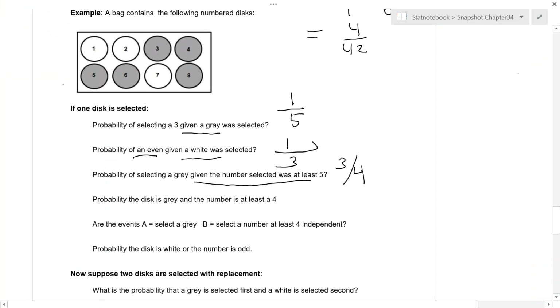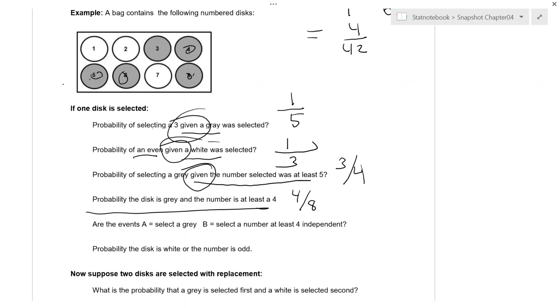The probability the disk is gray and the number is at least a 4. So we have to be at least a 4, and it's got to be gray. So there's 1, 2, 3, 4 ways of getting that. There's 8 disks in total. I did not give you any information. The word given is not part of this question here. That's why I actually put 3 givens and then I threw one at you, because a lot of times the students will assume the number is at least a 4. No, it's asking you for gray and number 4. You got to be careful here.